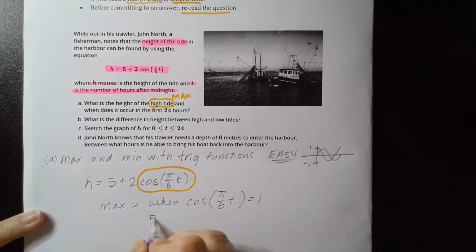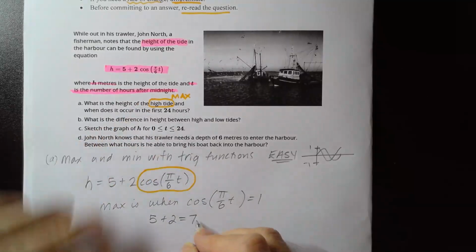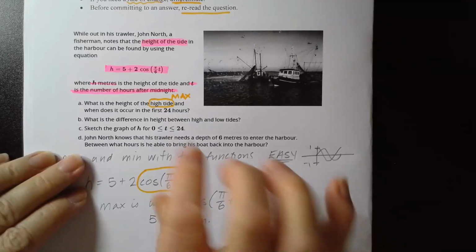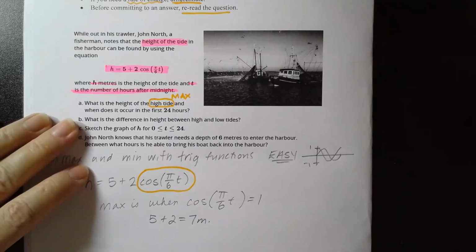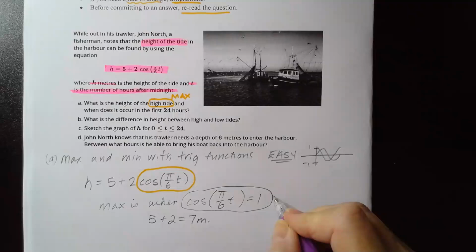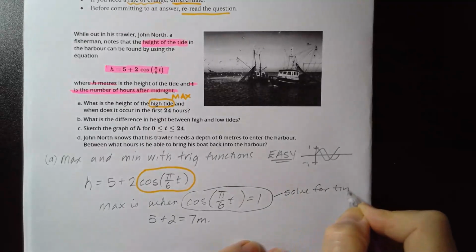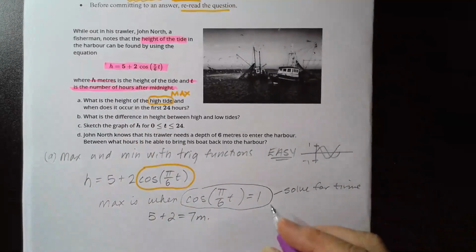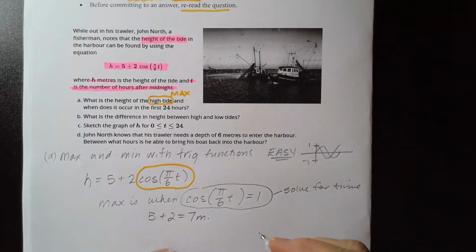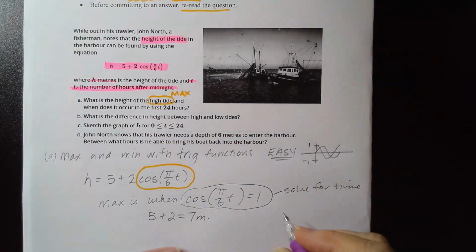So that's 5 plus 2 or 7. And I'm in meters, so that's the maximum height. And then it says, and when does this occur? Okay, so for the and when does this occur part, I have to solve this equation. So I'm going to solve for time here. Okay, so in the first 24 hours, my domain is 24 hours.